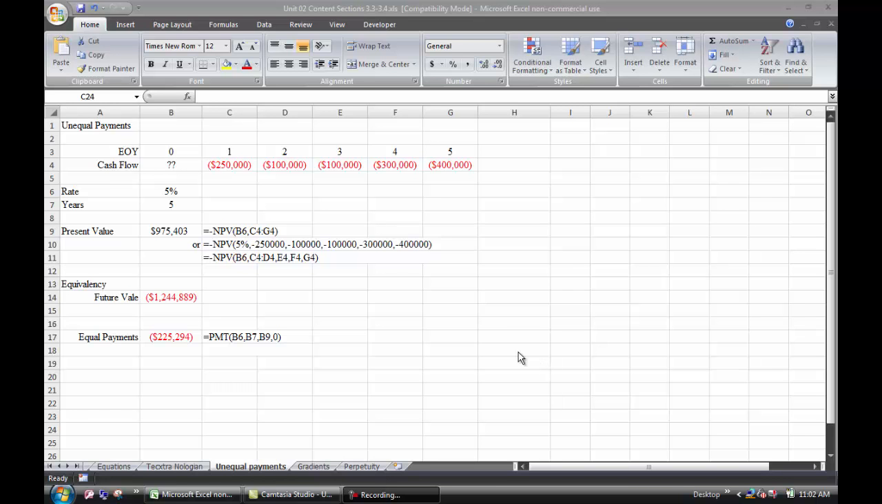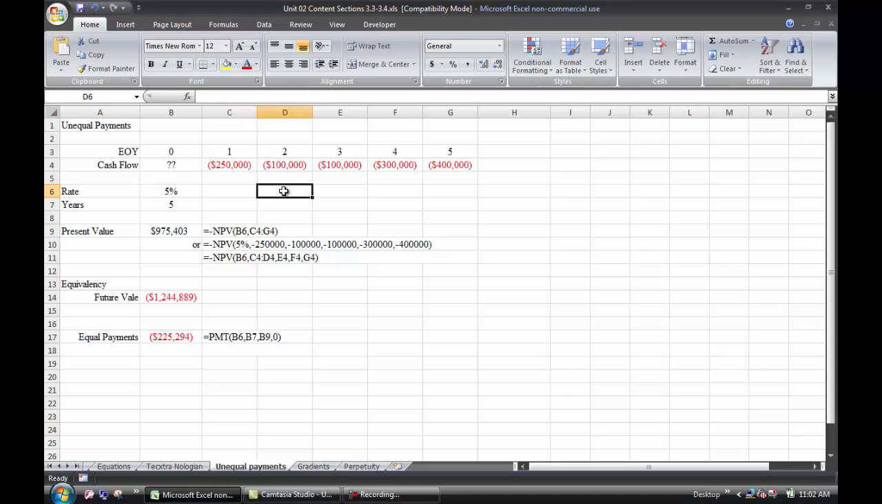When payments vary from period to period, it takes a little bit different approach. Consider a situation where in year one there's a new development project that is going to take $250,000 for some development and startup costs of facilities and so forth. And then in year two and year three we're going to spend $100,000 a year.